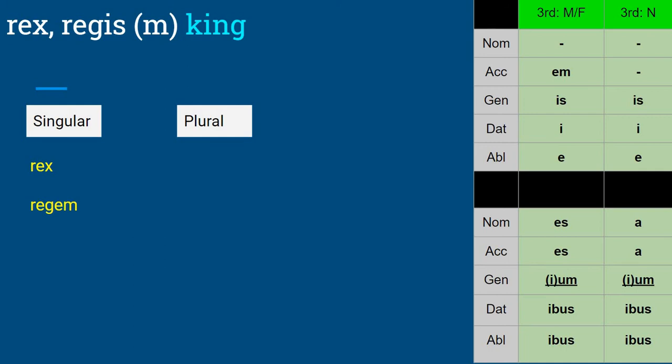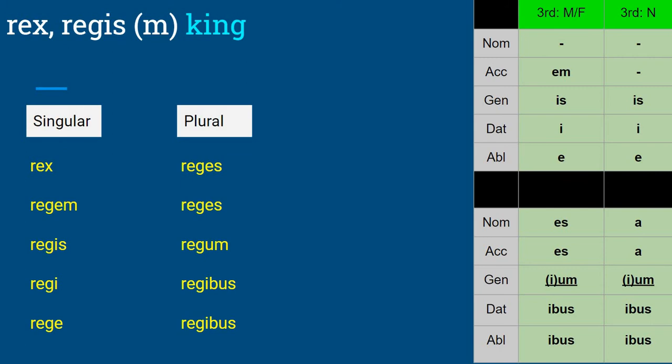That changed stem will then continue for the rest of the cases of the noun. So we get genitive singular regis, dative singular regi, ablative singular rege. Then in the plural, we will continue along the same patterns and we will have reges, reges, regum, regibus, and regibus. So our stem changes from the accusative singular onwards and we continue with that changed stem for the rest of the cases.